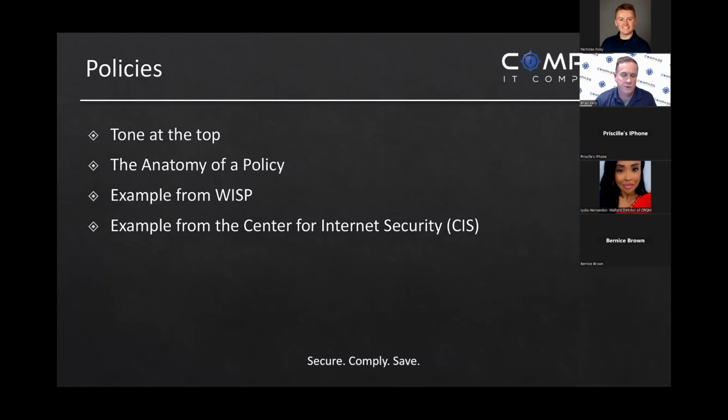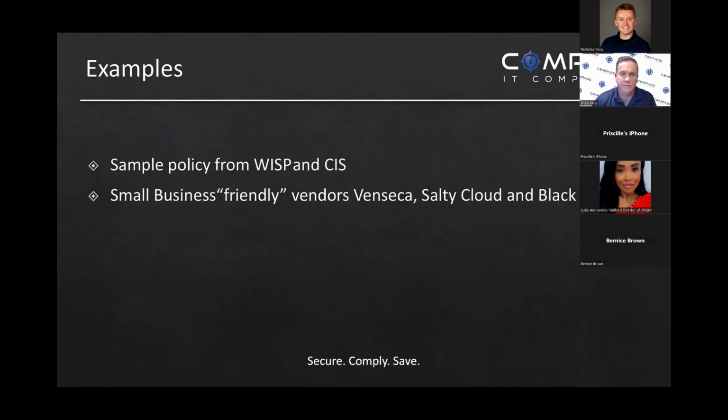So we'll sort of jump to those, and I think I may have a redundant slide here. Yeah, so this just talks about the examples. The next couple slides is the WISP, the two policies examples, and then I have some vendors that are sort of small business friendly around third-party risk management programs. So we'll talk about both of those in the next couple minutes.